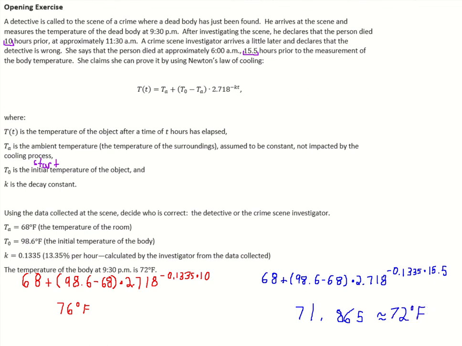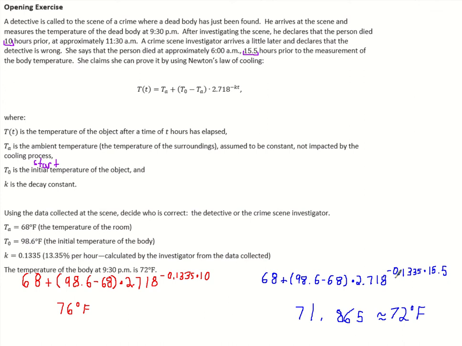Well, what do you know? Our CSI investigator says, no, it was probably around 15 and a half hours prior to this. The body temperature right now is 72 degrees. The body temperature that would be if 15 and a half hours pass by is 71.865. So she's not exactly right.